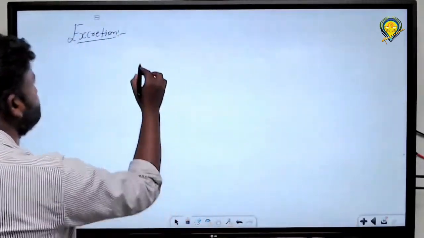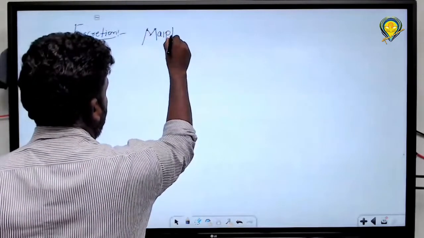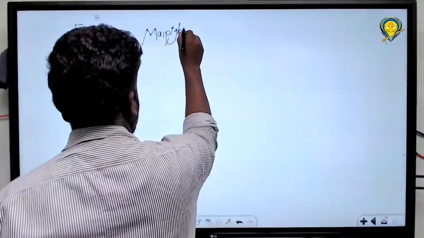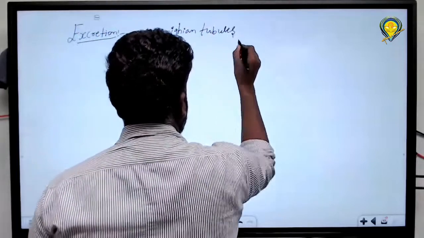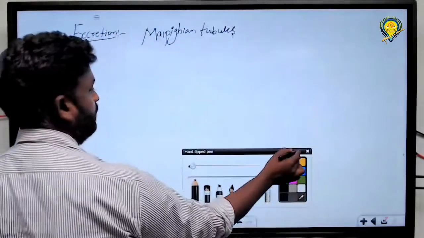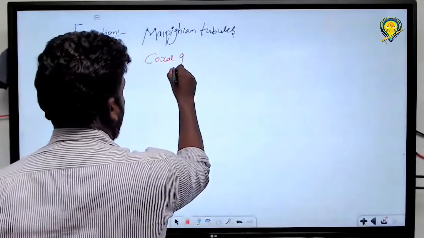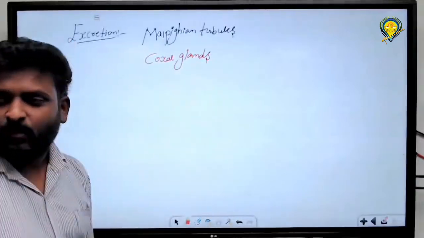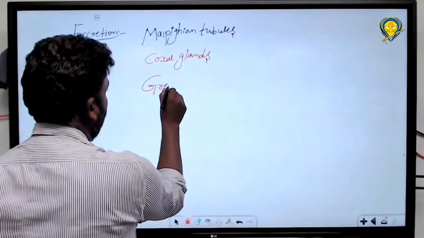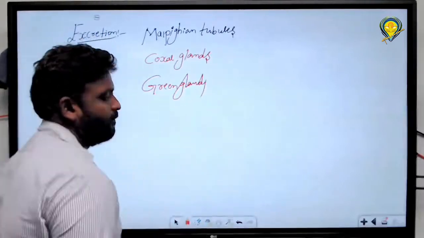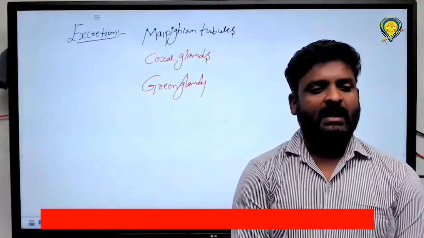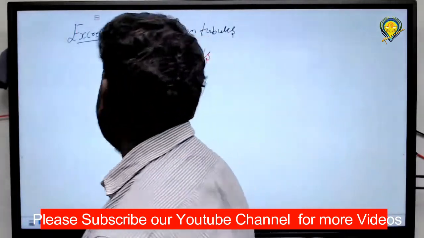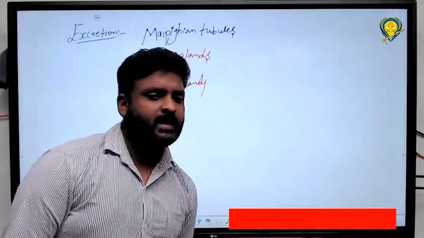There are special organs present in excretion in different types of animals. In arthropods, as we have different types of animals, they have different types of excretory organs also. The first one is Malpighian tubules. Another one, coxal glands. And the next one, green glands, also called antennal glands. These are the different types of excretory organs in arthropods. Got it? Please write it.